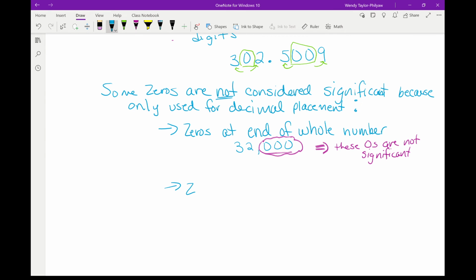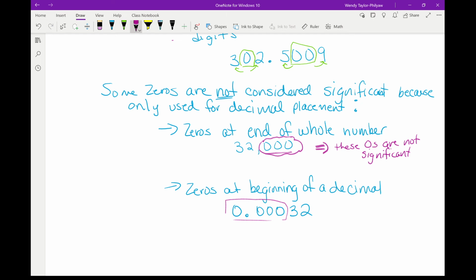The other zeros that are not considered significant are any zeros that appear at the beginning of a decimal number. Like 0.00032. All of these zeros, because they're at the beginning of this decimal number, doesn't mean that they're in front of, but if they start out a decimal number, then those zeros are not significant.